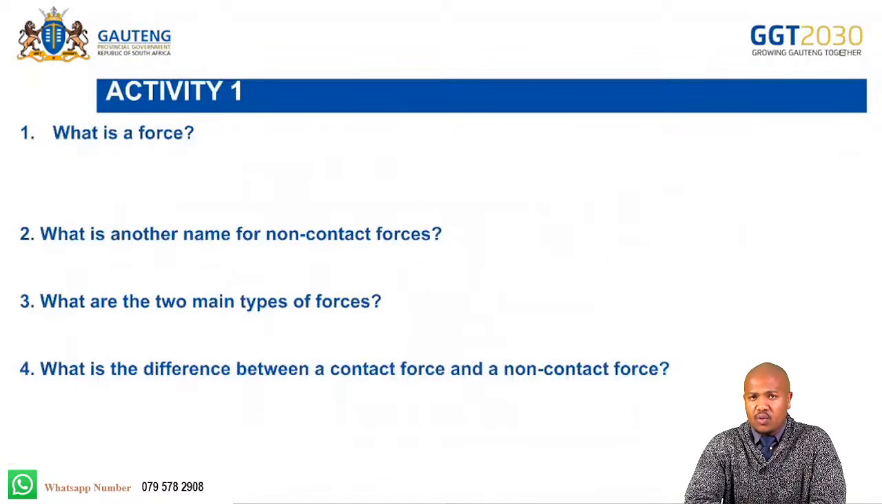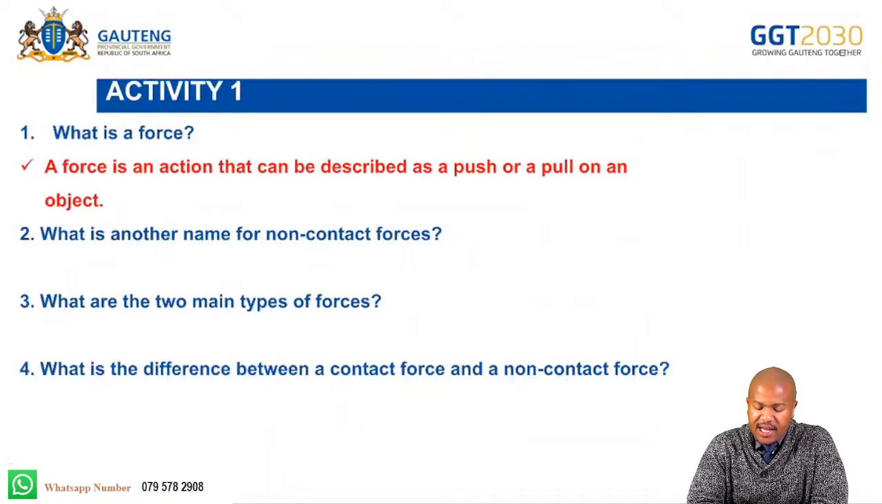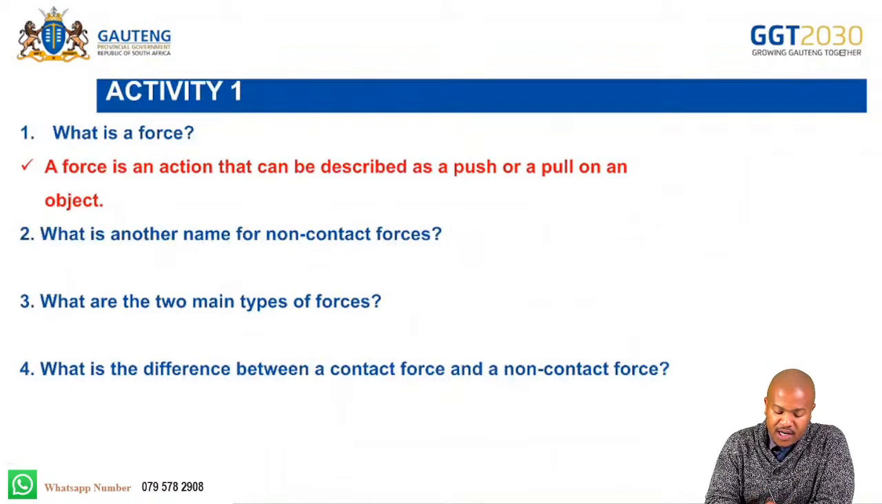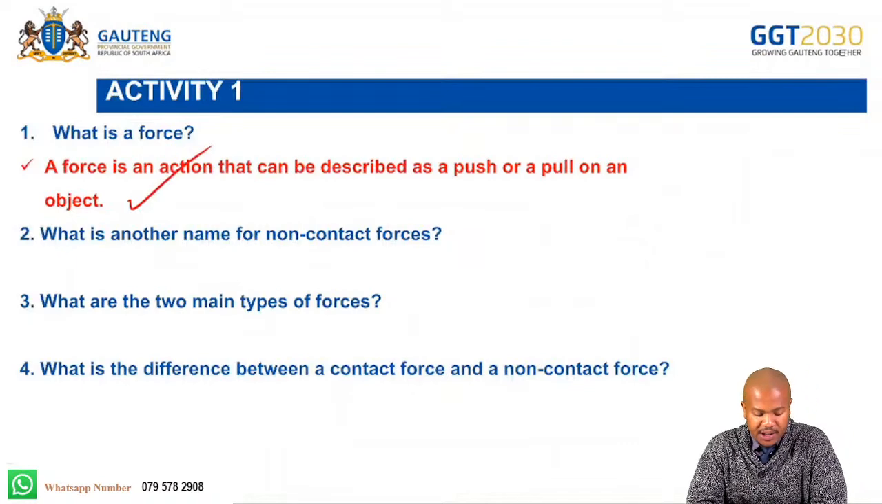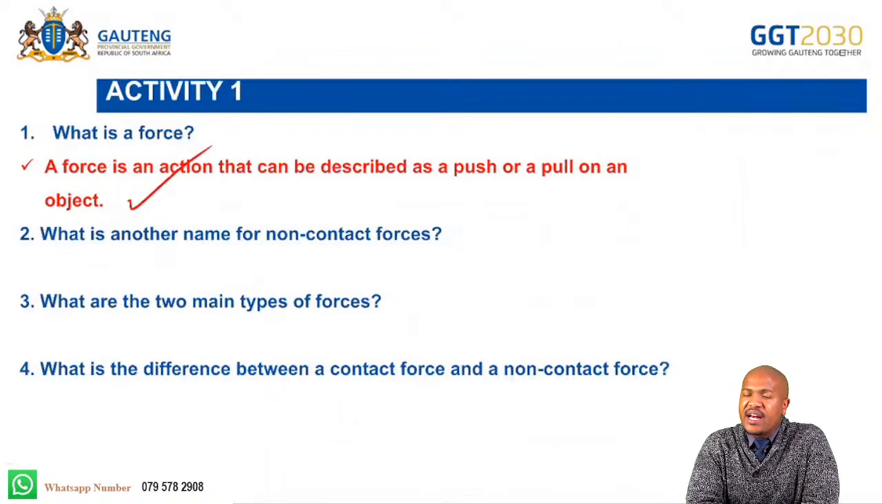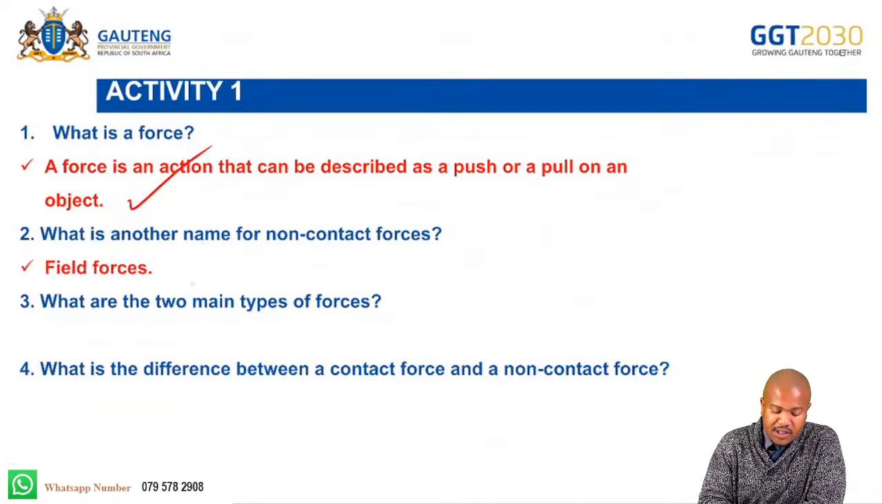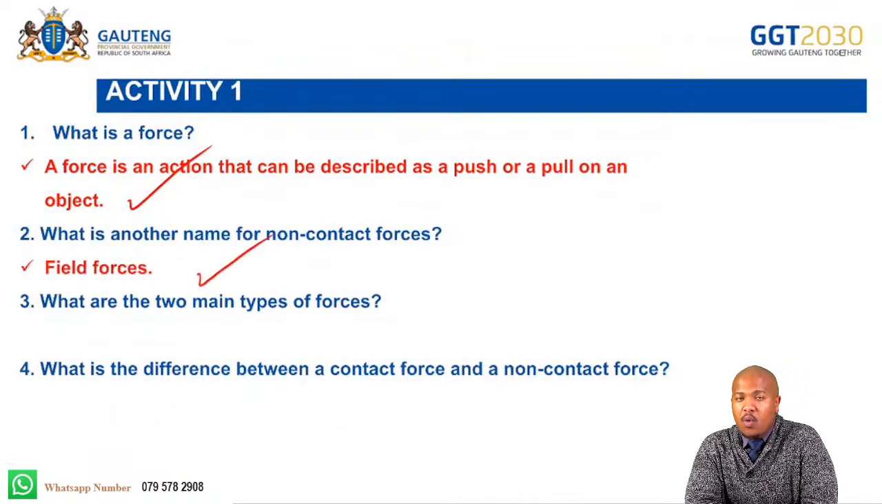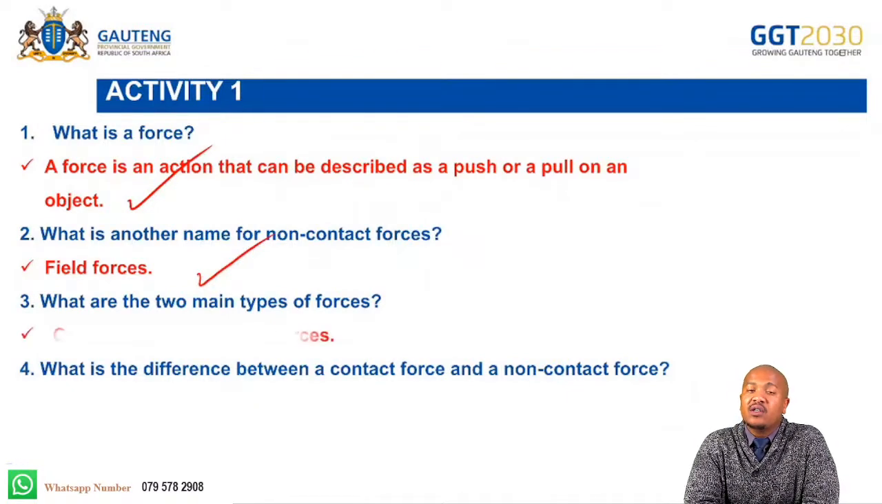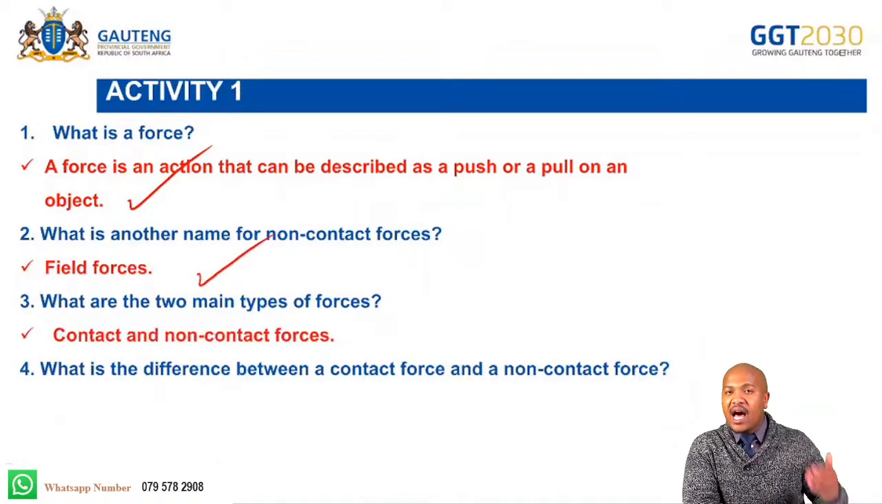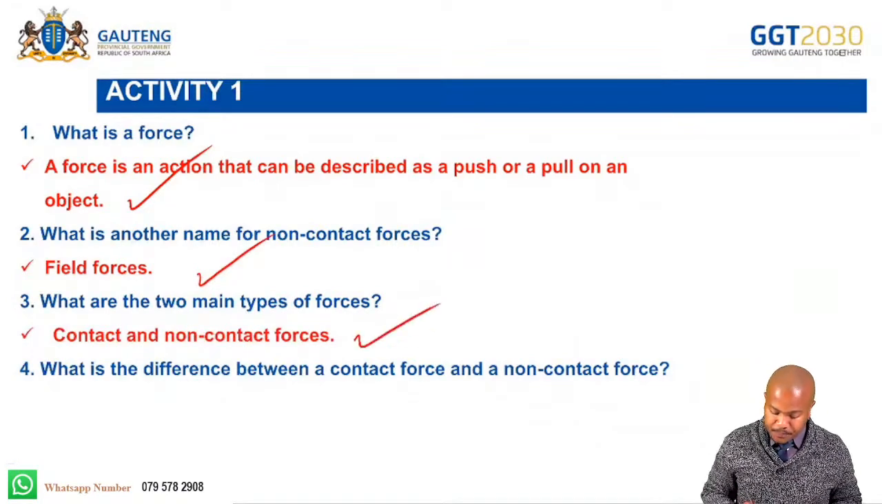Right, now let's look at the solutions. Number one, what is a force? We define a force as an action that can be described as a push or a pull on an object. Number two, another name for non-contact forces. Those are field forces. So what are the two main types of forces? Those are contact forces and non-contact forces.